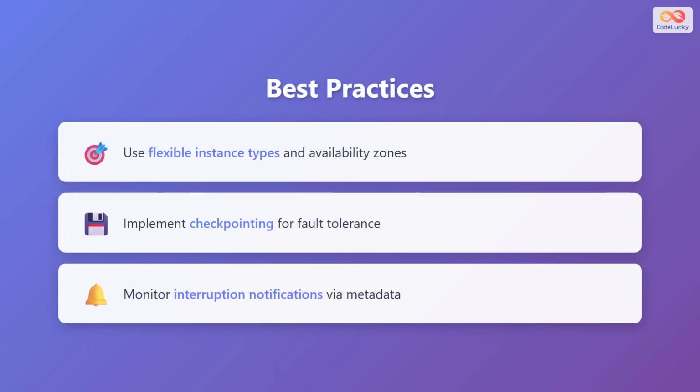To maximize success with spot instances, follow these best practices. First, use flexible instance types and spread your requests across multiple availability zones. This increases your chances of getting capacity and reduces the likelihood of simultaneous interruptions. Second, implement checkpointing in your applications so work can resume from where it left off after an interruption. Third, actively monitor interruption notifications through the instance metadata service. This allows your application to respond intelligently when the 2-minute warning arrives.